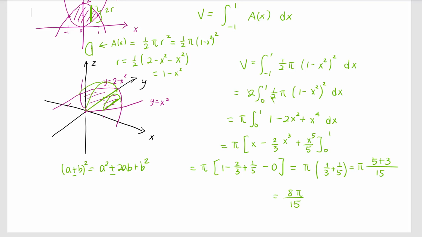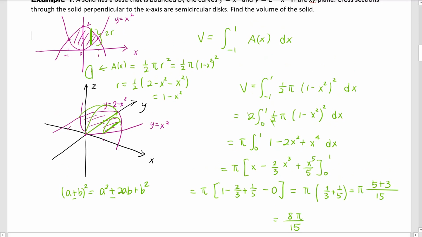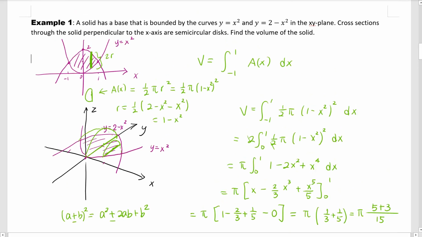So far, so good, everybody? So in this example, we first draw the 2D picture for the base, and then we draw the 3D picture to figure out what the cross section looks like. We know the cross section is a semicircle, so the area is 1/2 pi r squared. But what is r? Well, r is half of the difference between the two curves, right?